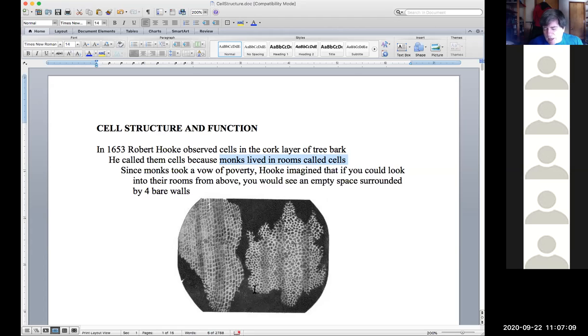So these are actually some black and white photographs of drawings that were made by Hooke.